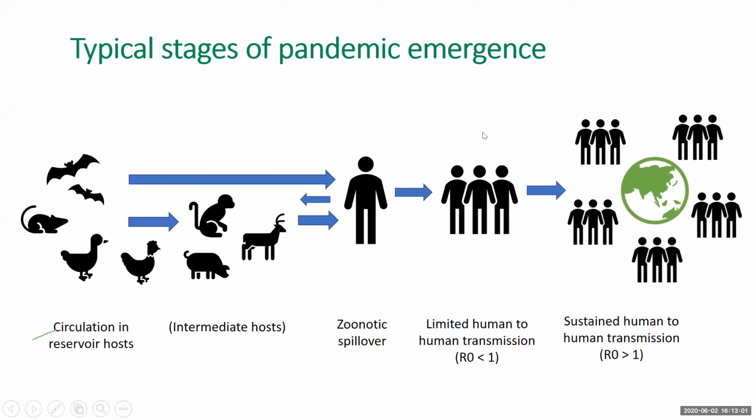But with each new infection in a human host, this provides a new opportunity for the pathogen to adapt further towards humans. So this stage can be crucial for pandemic emergence. And if the pathogen is sufficiently adapted towards sustained transmission in humans, this can lead to localized outbreaks and potentially the emergence of a new pandemic. Next slide, please.